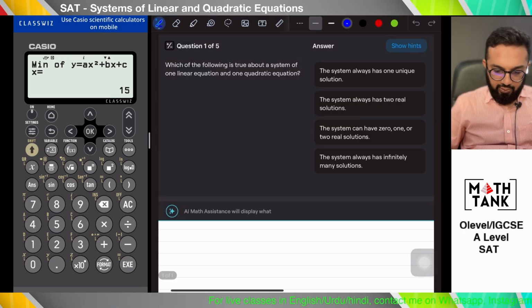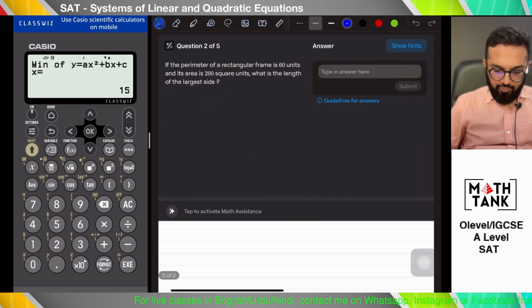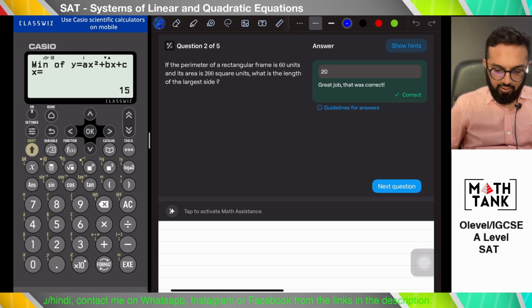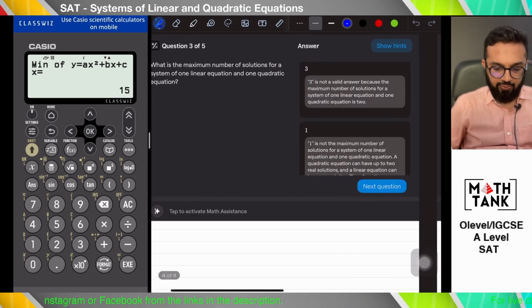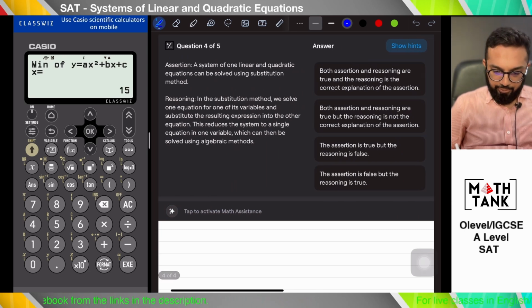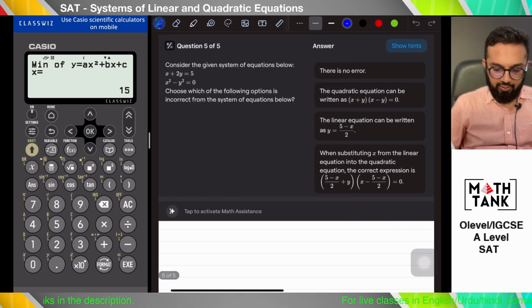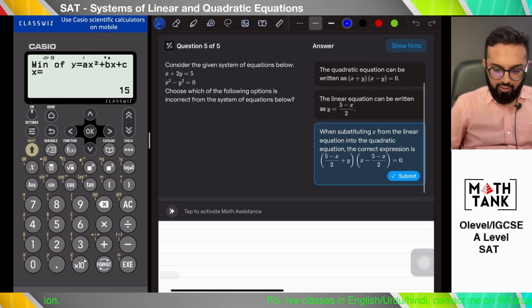Okay. Which of the following, they can have 0, 1, or 2? 20 was the correct answer to this one. 2 was the correct answer to this one. Both the assertion and reasoning have the correct explanation. There was an error here.